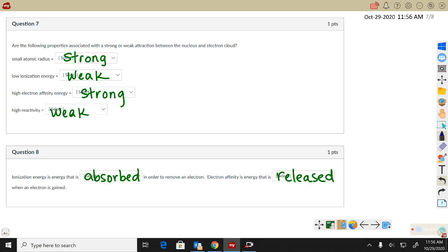And then finally on number 8, ionization energy is energy that you have to absorb to remove an electron. Because again, the electrons are attracted to the nucleus. So if you're going to split them apart, you have to add energy. But electron affinity is energy released when we gain electrons. So they're kind of opposites. When I gain electrons to fill the outer shell, I make that atom more stable, and then energy is released.